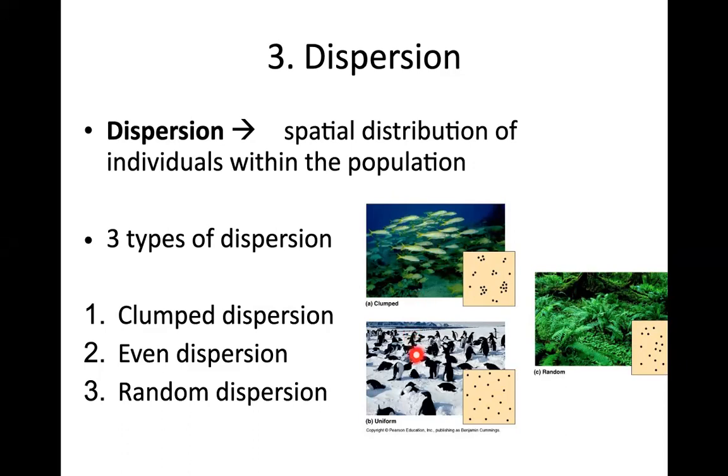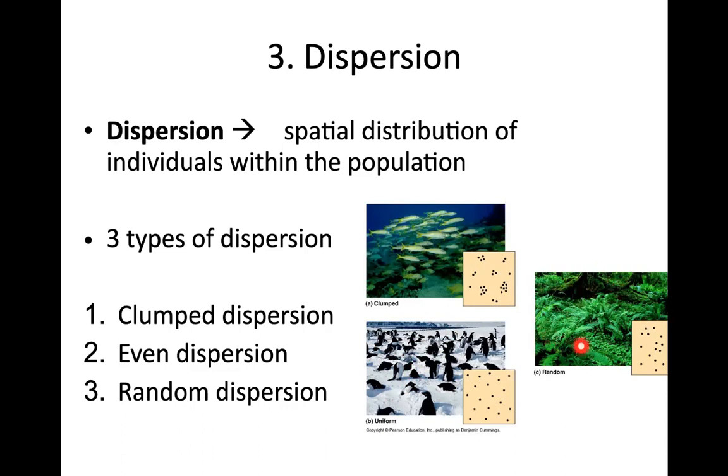You've got uniform or even distribution, which you see most often with animals that are territorial. So for the penguin population here, especially during mating season, they're going to be evenly distributed because they each need their own amount of space to incubate their egg and then raise their young. So they'll be evenly distributed.